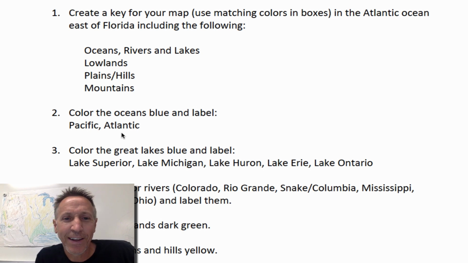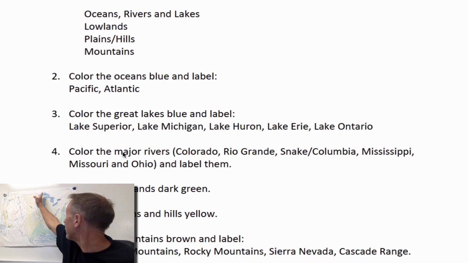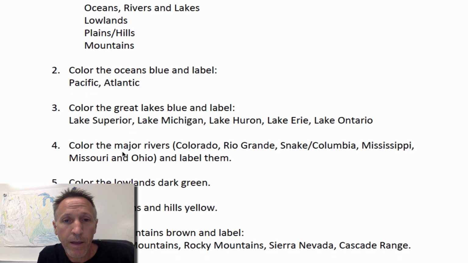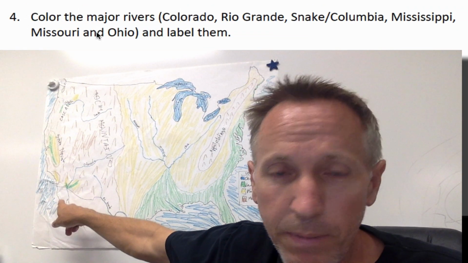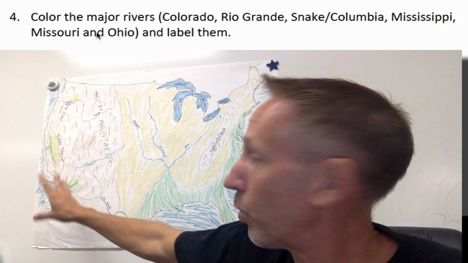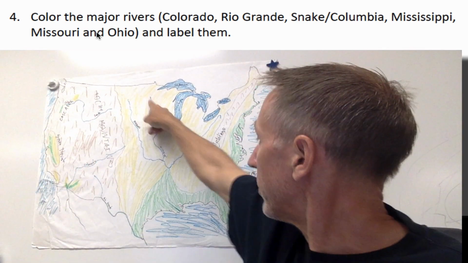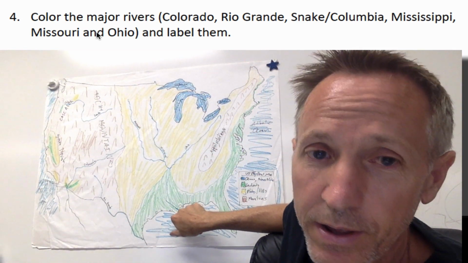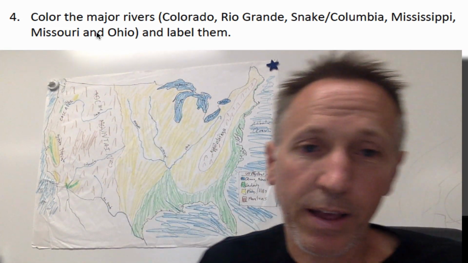All right, learn that. You're going to be tired of the Great Lakes in a couple months, but there's 5 of them. You want to color them blue, label each one. Color your major rivers. Your Colorado, it's not on your map, but you can look at the pages and figure out whereabouts it is. Your Rio Grande, your Snake, and then Columbia, your Mississippi, big old river, your Missouri, and your Ohio, roughly in those areas, and label them.